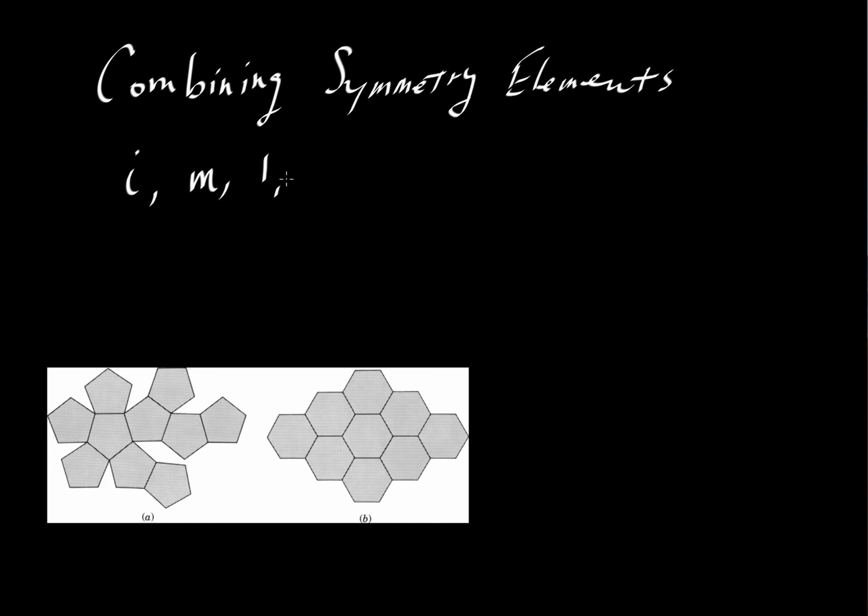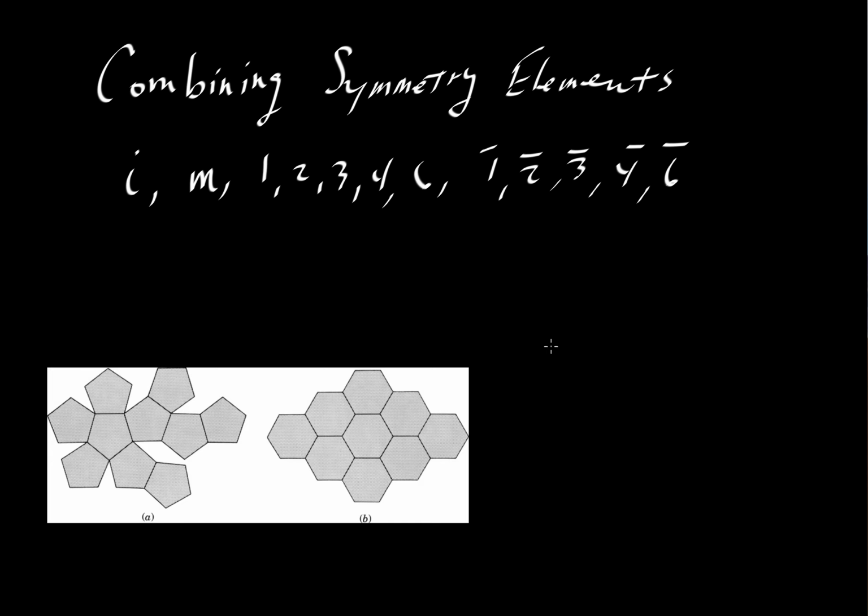And then we have 1, 2, 3, 4, and 6-fold rotation, although the 1 is a trivial case because it doesn't really do anything. And then we have the bar 1, bar 2, bar 3, bar 4, and bar 6 symmetry elements. And so here we're combining rotation with an inversion point I. Well, we could do other kinds of inversions, but before looking at those, let's look at some of the limitations.